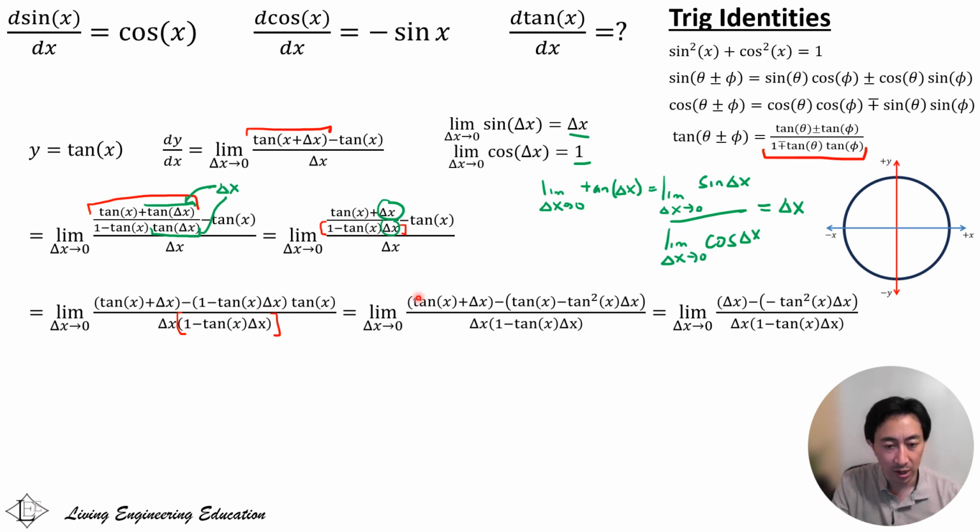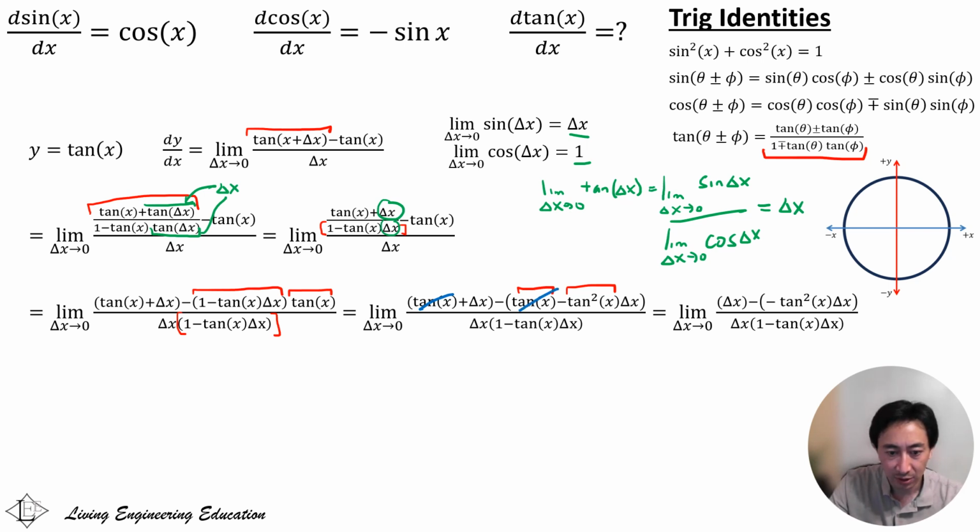Now I can multiply my tan x to this quantity. So I get a tan x and then a tan squared x delta x term. All right, so I'm just multiplying that tan x through the system. Okay, so now I have a tan x here and I have a negative tan x here. So those cancel out. Let me use a different pen color. So this tan x and this negative tan x cancel out.